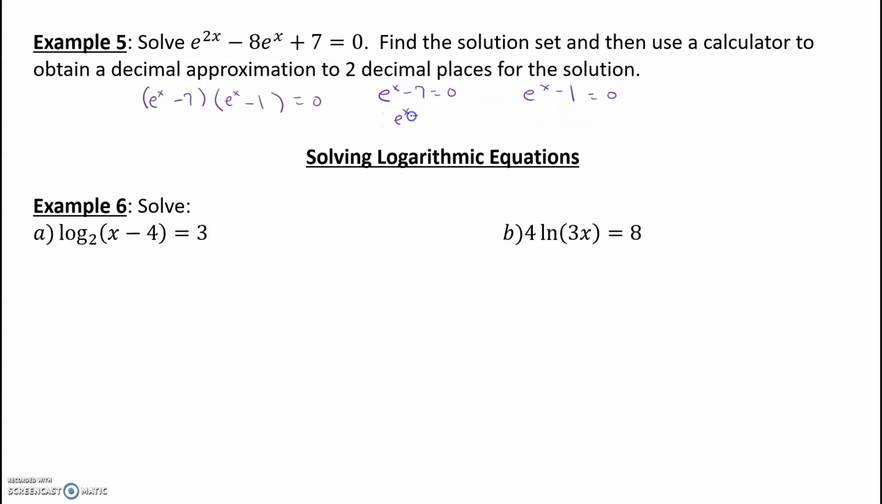So e to the x equals 7. Take the natural log of both sides. We got x natural log of e equals natural log of 7. Natural log of e is 1, so we get x equals the natural log of 7. Which, if you type that in, is about 1.95.